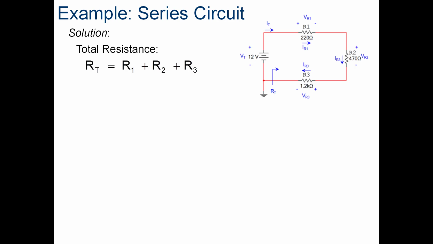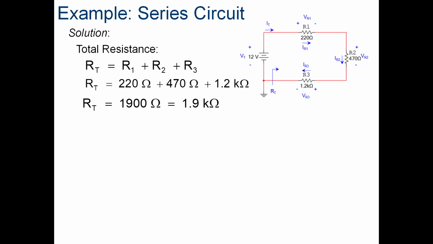Now an important note here. You're going to see that this is given as 1.2 kiloohms, 220 ohms, 470 ohms. Now I either need to stay in kiloohms, or 1200 ohms is what 1.2 kiloohms is, or 1.2 times 10 to the third, or I need to stay in the base of ohms. So I'm going to stay in the base of ohms on this. So when I add these up, I get 220 plus 470 plus 1200. That adds up to 1900 ohms, or 1.9 kiloohms.